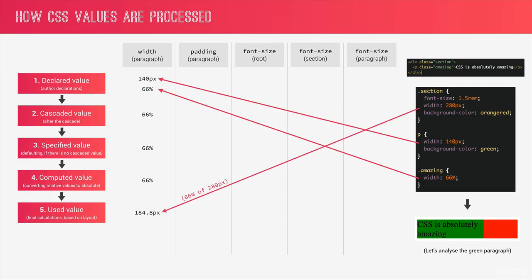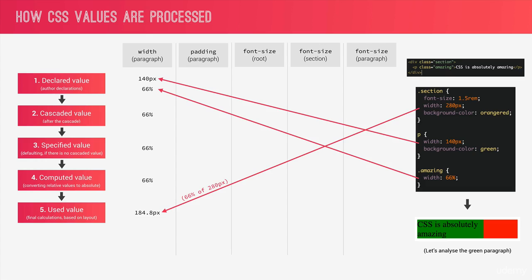Next up is the so-called used value. In this calculation step, the CSS engine uses the rendered layout to figure out some of the remaining values, for example percentage values that depend on the layout. And that's actually the case here, because the 66% that we specified is in relation to its parent element, and so the parser needs to know that width in order to calculate the paragraph's width, right? So the section's width is defined as 280 pixels, and so 66% of that is 184.8 pixels. And this is now our used value.